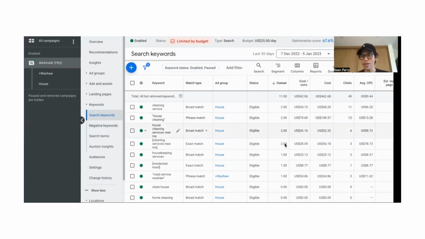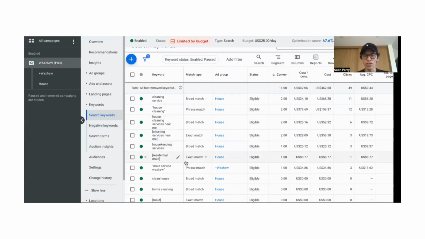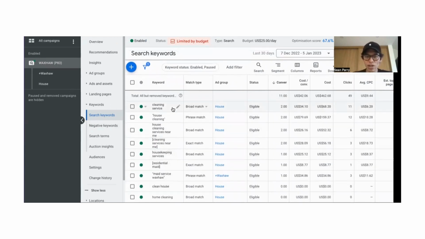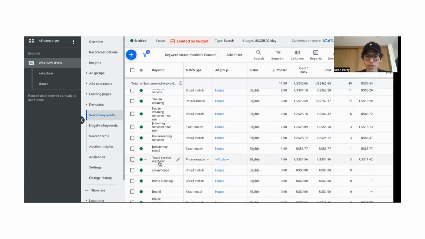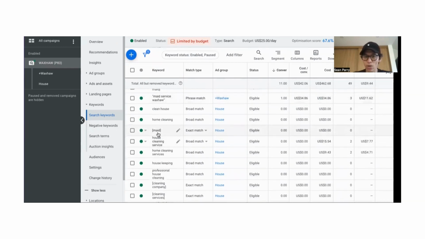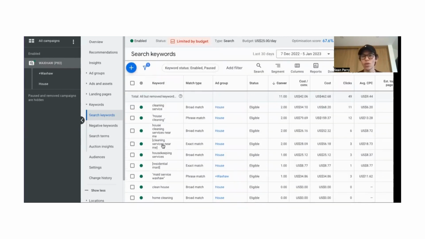So if we click on the campaign, I'll quickly show you some of the keywords that we're going after. As you'd imagine, there are lots of variations of house cleaning, residential cleaning, housekeeping, maid service. You can see here there are various keywords where we include the location, the geo term, near me or Waxhaw, and then there are others where we're just going after the keyword without the location.